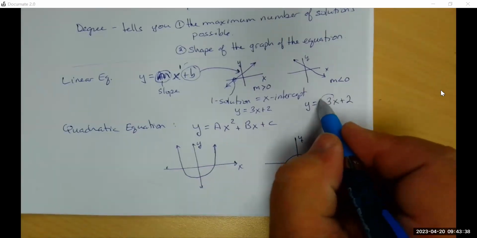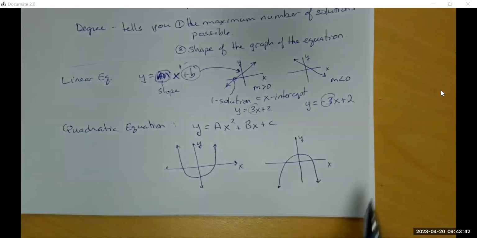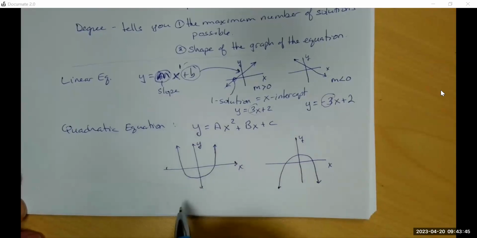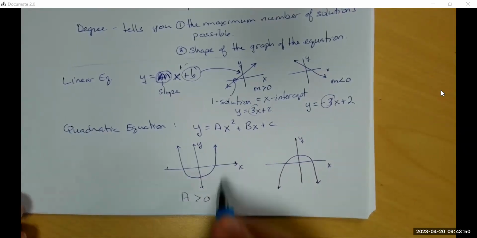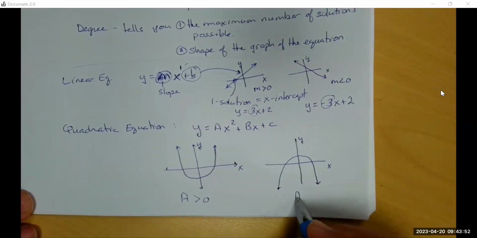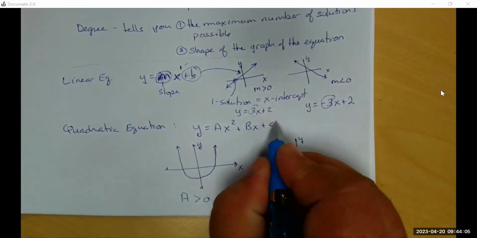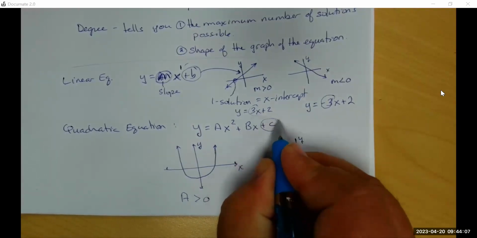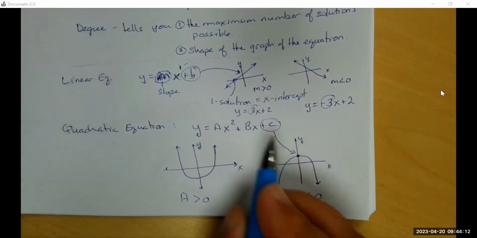Because if the leading term, the coefficient of the x, is positive, it goes up. If it's negative, it goes down. Same thing here. If a is positive, it goes up. If a is negative, it goes down. And in this case, the c is the y-intercept.